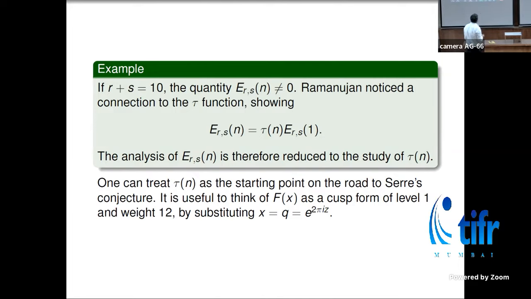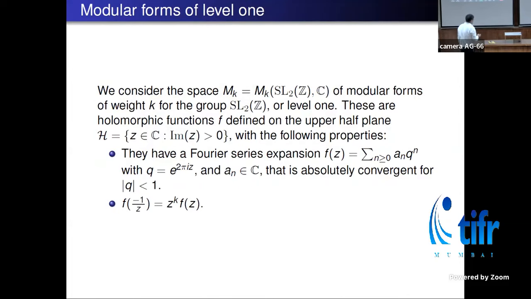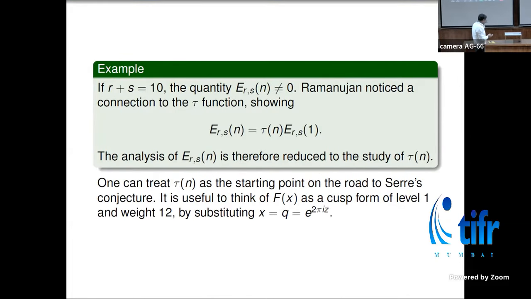For example, a good case to keep in mind for r plus s equal to 10 is r equal to 3 and s equal to 7. Right? So some of that has to do with certain modular forms, Eisenstein series of weights 4 and 8. Okay, so somehow, that's what he was actually interested in. And he wanted to estimate these error terms, E_{r,s}(n), and find properties of these error terms. Okay. But now to understand this in a more standard language, we are going to switch to the world of modular forms.